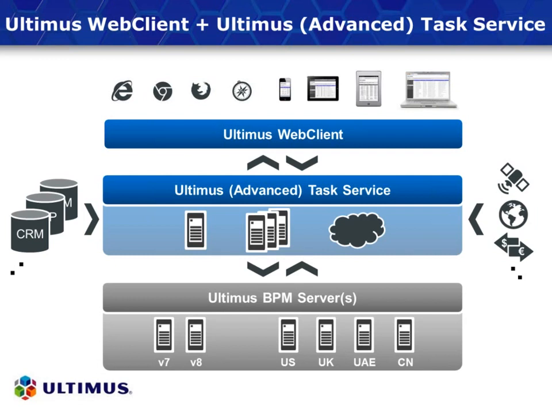Another great advantage of the Ultimus Advanced Task Service is that it can consume internal or external data. Internal data comes from, for example, a CRM system or a content management system, and from external sources, for example web services, it can capture information like currency conversion rates or stock prices or something equivalent. And you can also add functionality like device and location awareness. So the web client and the task list presented to the end user can be customized to the device or the location of the person using the solution.